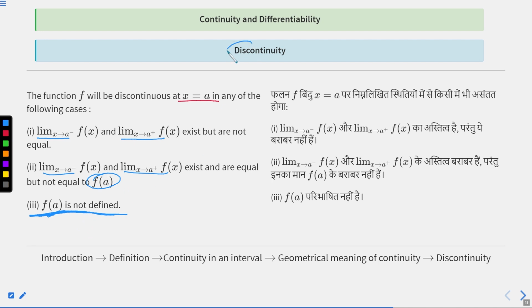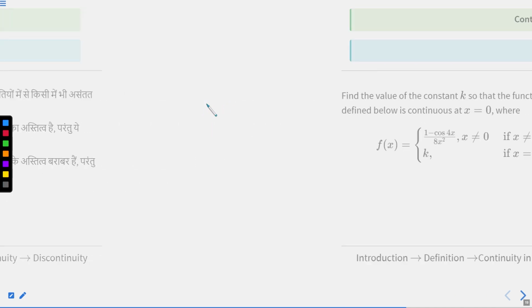What do we mean by discontinuous? Okay, so clear? Now let us move to the next.